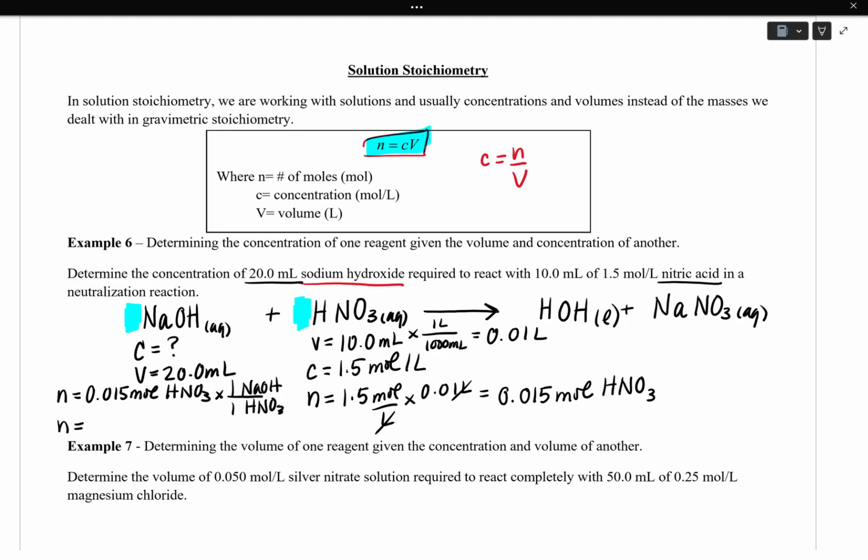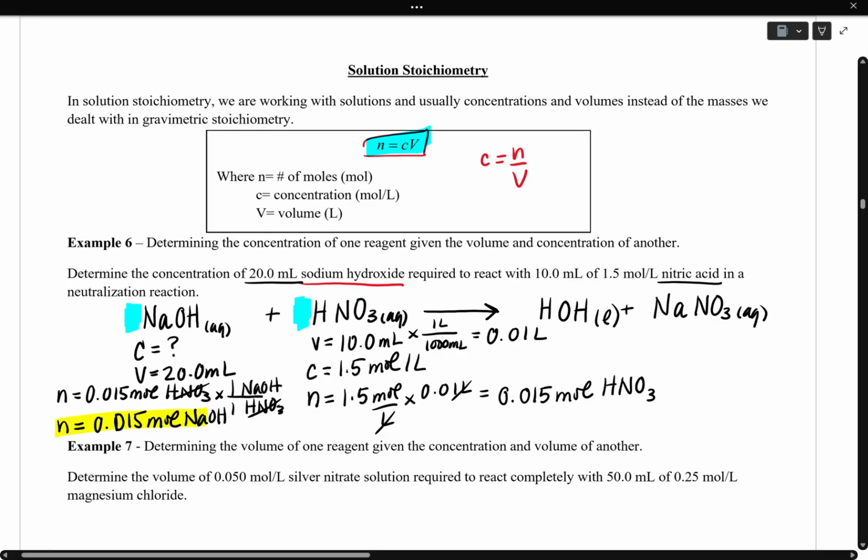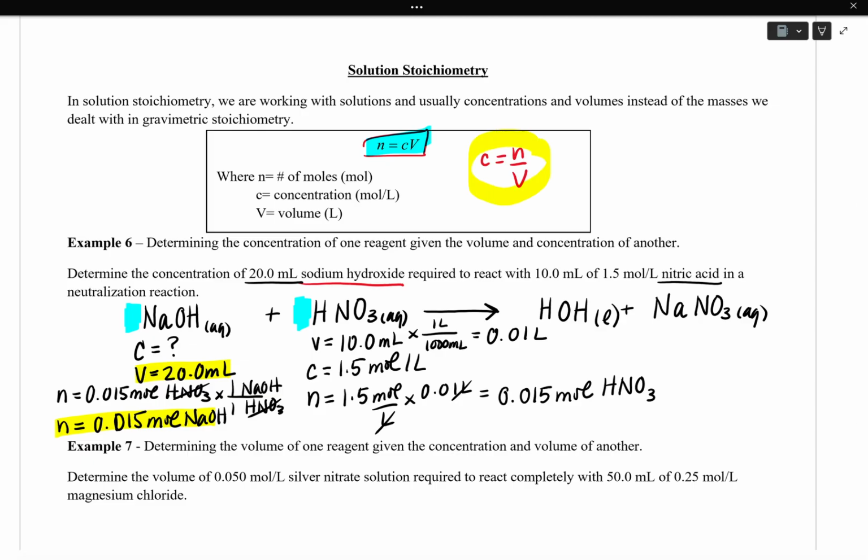So I'm going to have the same number of moles of sodium hydroxide to nitric acid. It's a 1-to-1 ratio. Now we're going to take our number of moles and divide it by that volume. So we're going to use this equation here to solve for our concentration. So I am just going to move this over here.